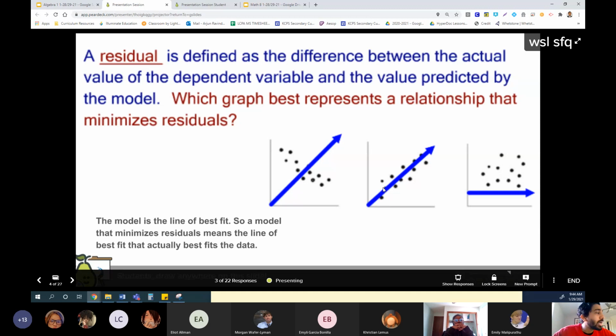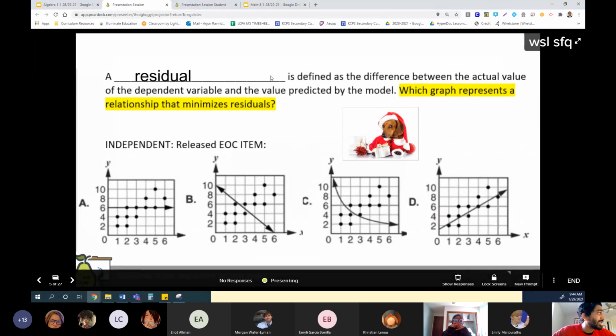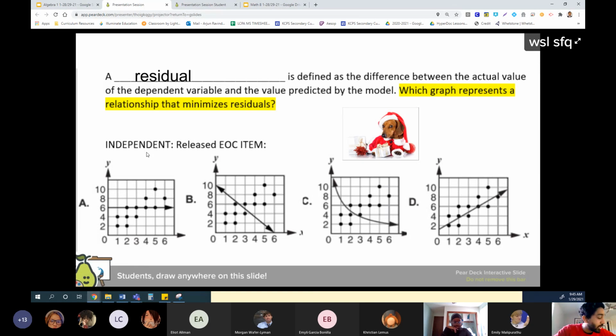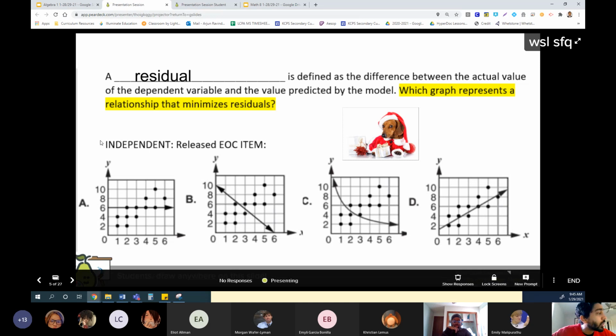So the next slide, we're going to see more of the same. It has the exact same definition, so if you still need it. And this is a released EOC item. In the 7 or 8 years that I've taught this class, I've only seen one question like this, and it was this one. So we are not going to talk about this often, but we are talking about it right now. Independent released EOC item. End of course exam is the EOC. Which graph minimizes residuals?